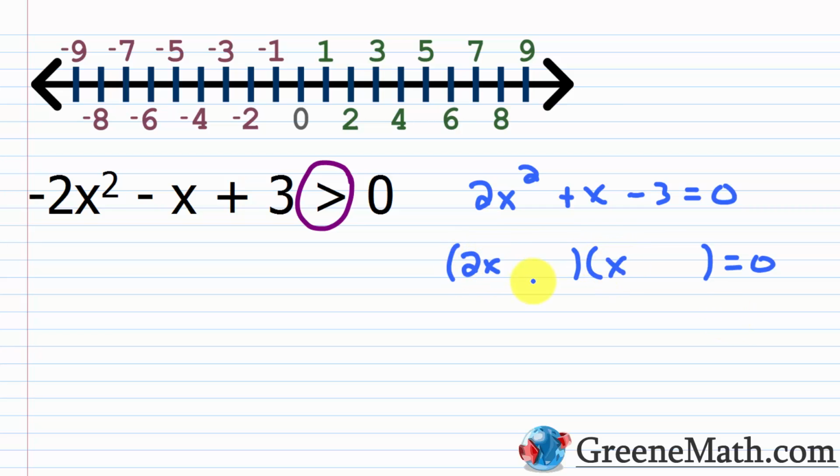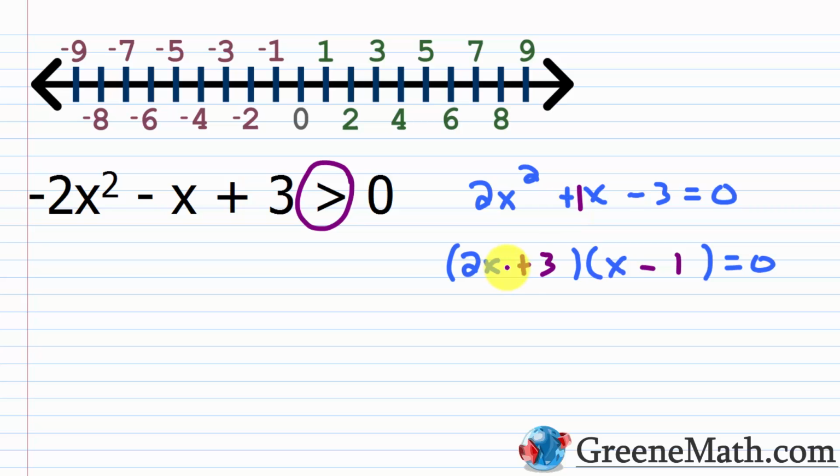I just have to work out the outer and the inner such that I get a plus 1x as my middle term, right? So the last term here is a negative 3. That can only come from a positive 1 times a negative 3 or a negative 1 times a positive 3. So if I want a positive 1x as the middle term, I would want to put a plus 3 here and a minus 1 here, right? Because the outer would be negative 2x and the inner would be plus 3x. If you sum those, you get plus 1x, okay?